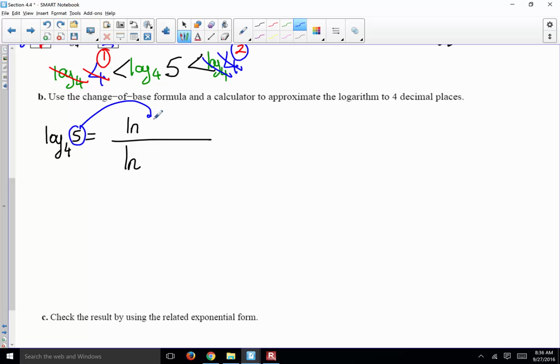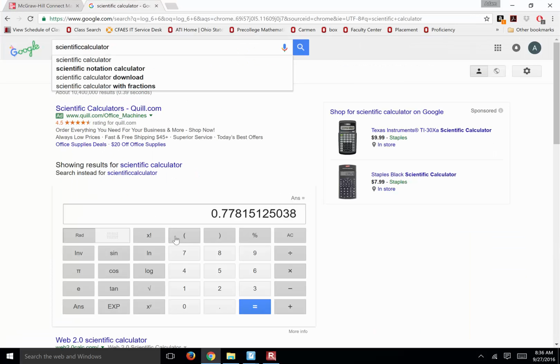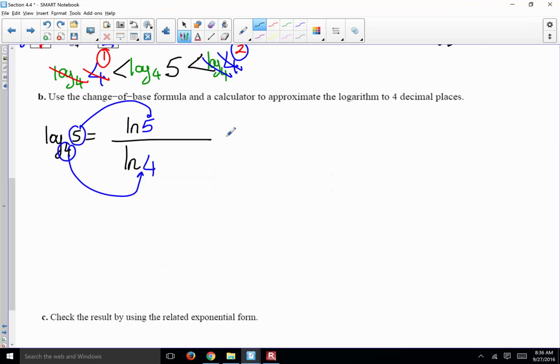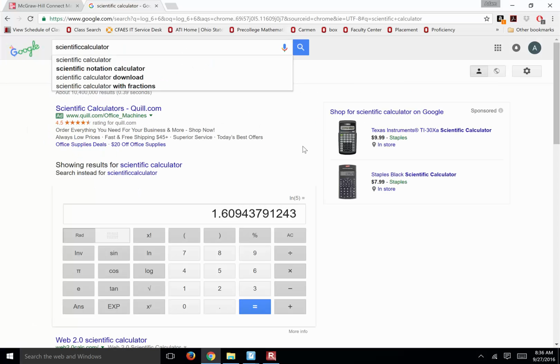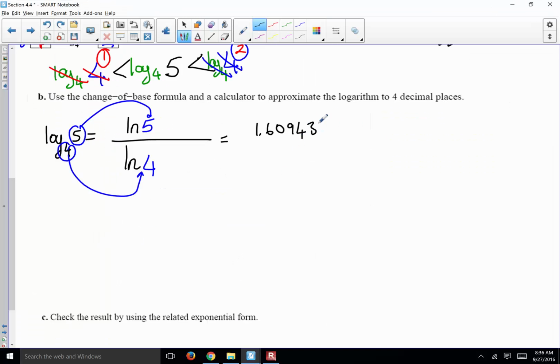This goes to the top. This goes to the bottom. ln5 and then ln4. Look how easy this is. Compute ln5. Where is ln? Here. ln5. 1.609438. Just get up to 5 or 6 decimal places to be safe. Go up to 6. I go to 6.